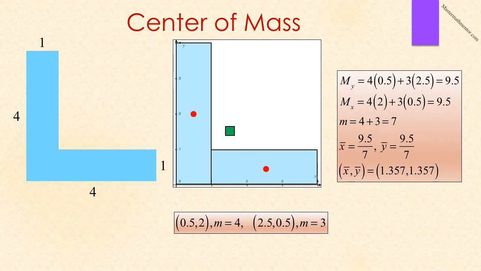So m sub y is 4 times 0.5 plus 3 times 2.5, which is 9.5. And m sub x is 4 times 2 plus 3 times 0.5, which is also 9.5. The mass of the shape is 4 plus 3, which is 7. So both x bar and y bar are 9.5 over 7, and the centroid is the point 1.357, 1.357, which is clearly outside the shape.